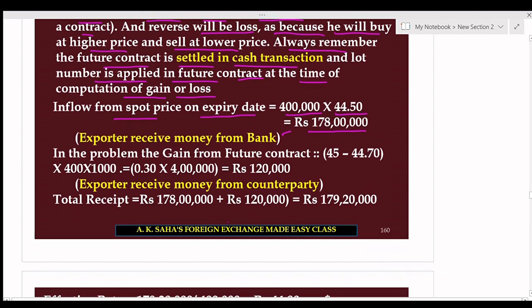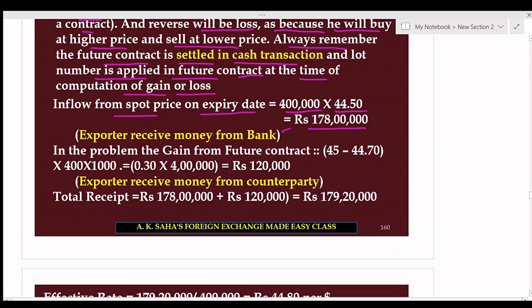In the problem, the gain from future contract is 45, that is the spot future price, minus 44.70, that is expiry future price, multiplied with 400, that is number of lots, multiplied with 1000, that is lot size, is equal to 0.3 into 4 lakh is equal to 1.20 lakhs. Exporter receives money from counterparty.